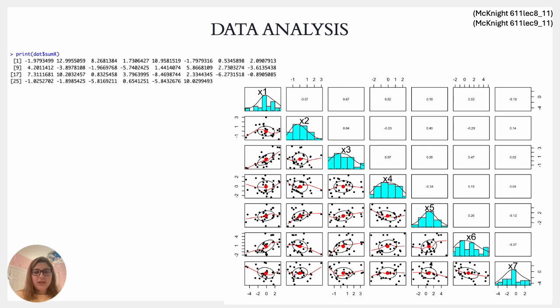So we can look at x1. Like the x1 histogram, we can see it's slightly right skewed. We can look at x5's histogram and see that there's a symmetrical normal distribution. And then we can look at x6, and here we can see some multiple peaks, so it might be bimodal possibly.